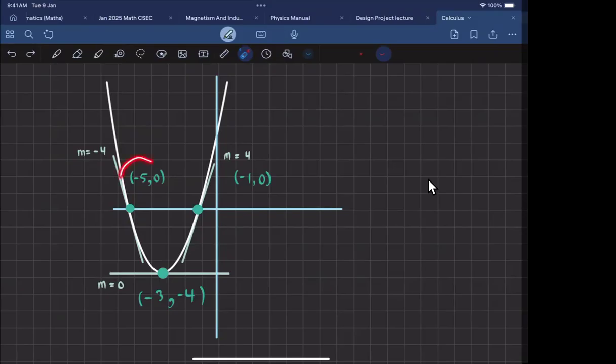Kira, well, I understand your diagram, but you should probably put the coordinates closer to the points. But I understand your diagram there.